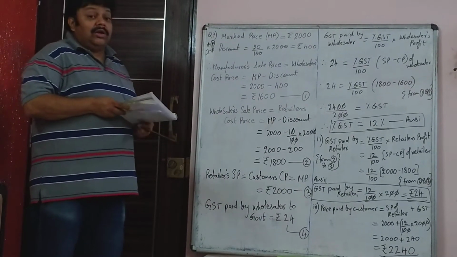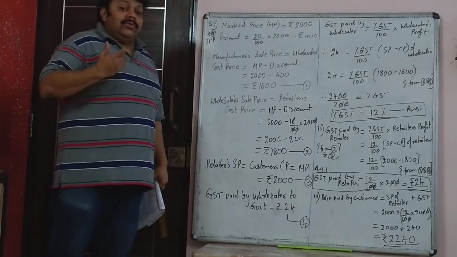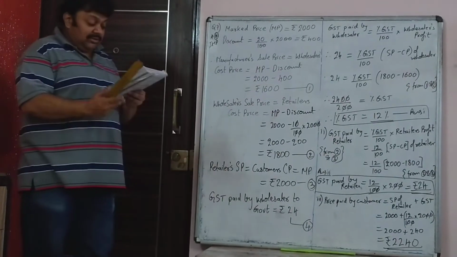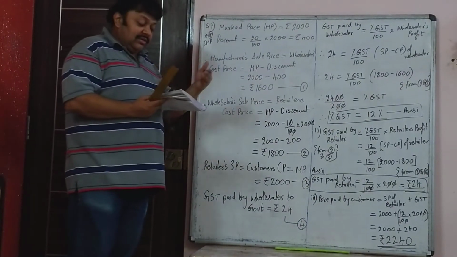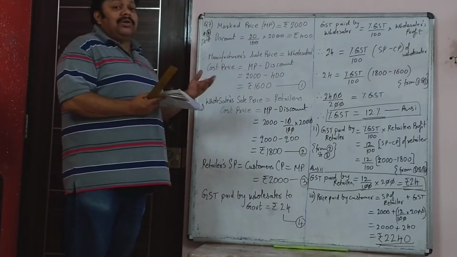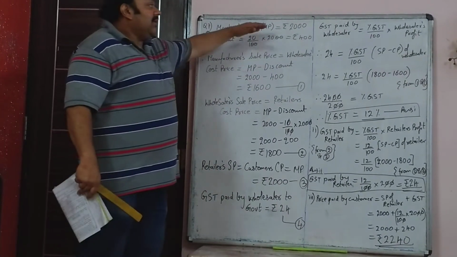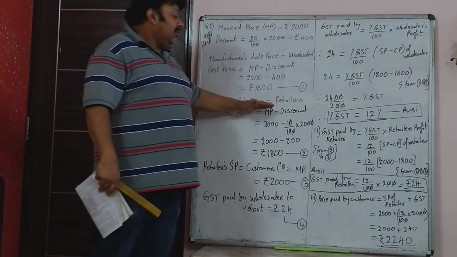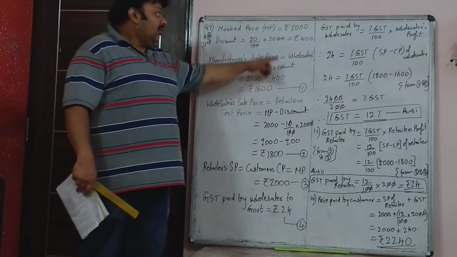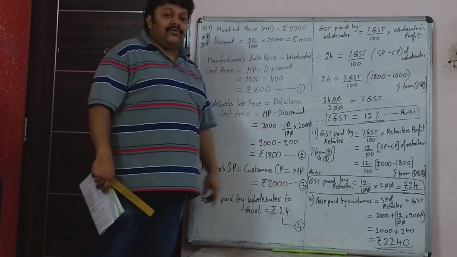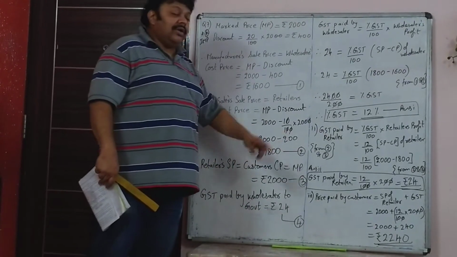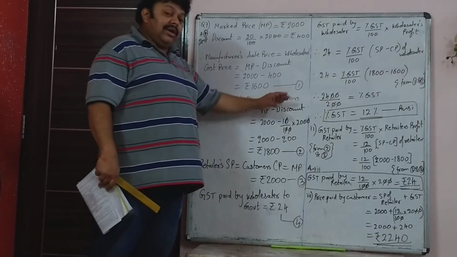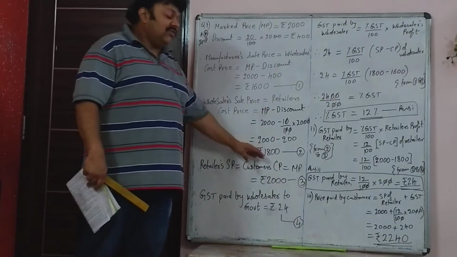Like I told you, how much GST the wholesaler will pay all depends on his profit. So you need to find out his cost price and next his sale price. After that, it is given that the wholesaler sells it to a retailer at a 10% discount on MP. So MP is not changing, MP is fixed. On the mark price, the wholesaler is giving only a 10% discount. So 2000 minus 10% of 2000, that is 1800.